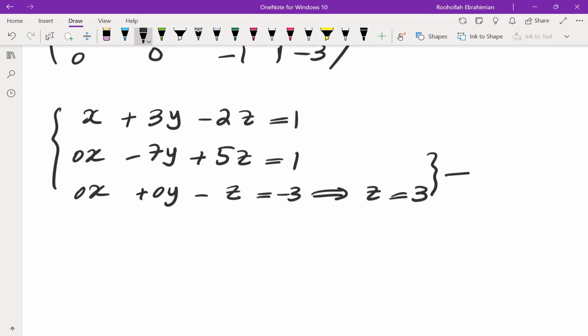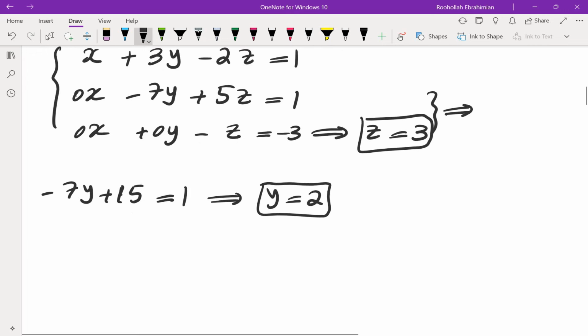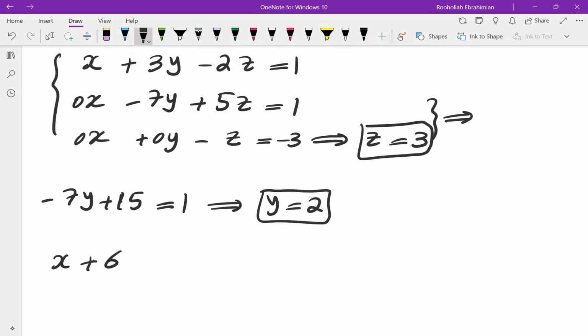We'll plug that into the second one. We get negative 7y plus 15 equals 1. So from here y becomes 2. So z is 3, y is 2. And if I plug that into the first one, I get x plus 6 minus 6 equals 1, which means x is 1. And as I said, since every operation that we did is reversible, this is the solution to the original system. So in other words, we have not eliminated or inserted any solutions. So this is the solution to the original system.